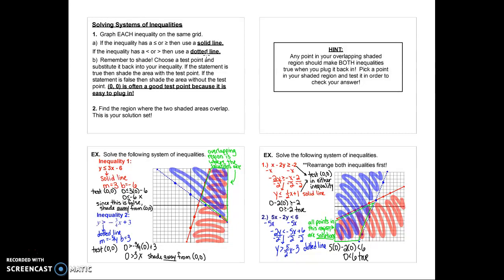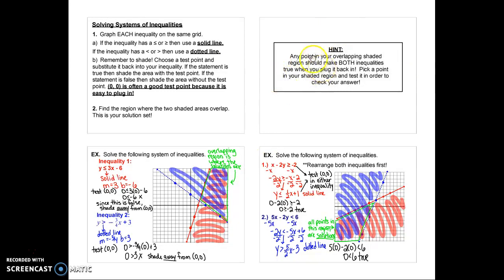Now, you still have to shade, so you're going to need to pick a test point. You have to shade for both of these lines. Where their shadings overlap is the final answer. Okay, so you're looking to see where both of these lines are shaded at. So it's where they overlap. Okay, but it's truly the same steps as before. There's really nothing new here other than you have 2 of them on the same graph.